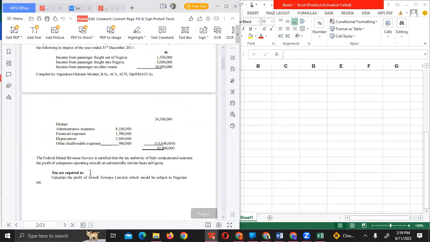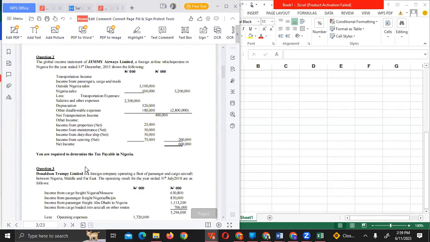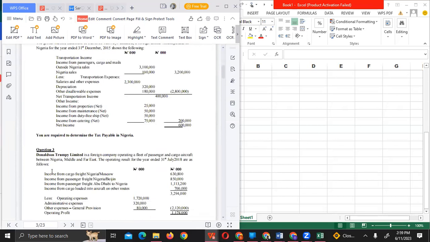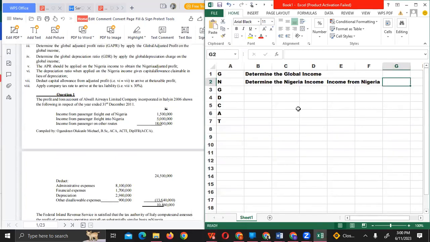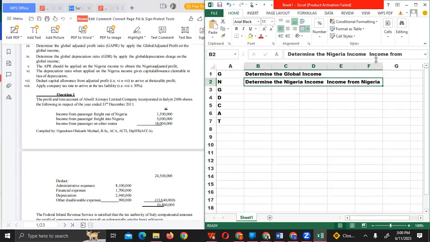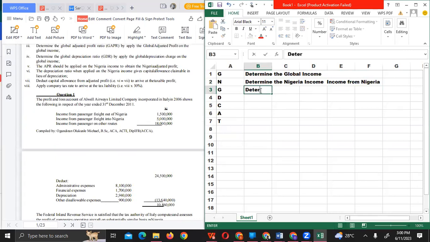Let's look at the second illustration I have here. We have income from cargo freight Nigeria to Moscow, income from passenger freight Nigeria to Beijing, income from passenger freight Abu Dhabi to Nigeria, and income from cargo loaded on other routes. Out of all these four, what I need is income from Nigeria to other routes. So here I have only income from cargo freight Nigeria to Moscow and income from passenger freight Nigeria to Beijing. Those are the two Nigerian incomes we have here, and that will be the only income subjected to tax. So that is how to determine Nigerian income, which is income generated from Nigeria. The next step will be to determine the global adjusted profit.